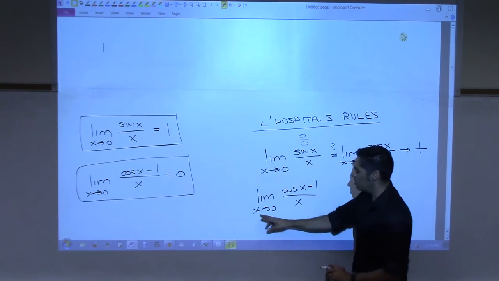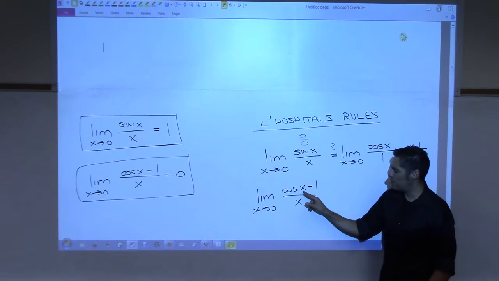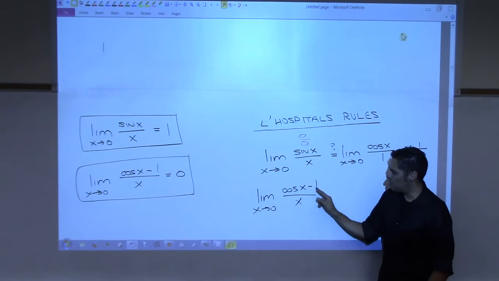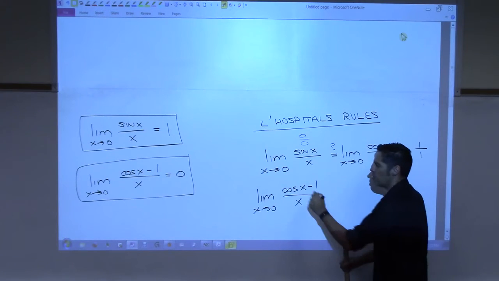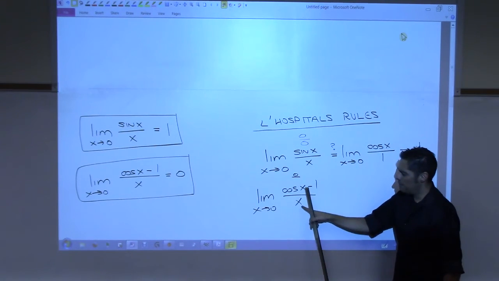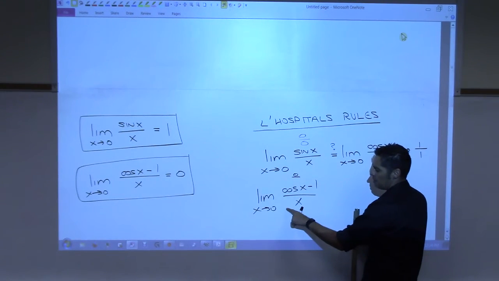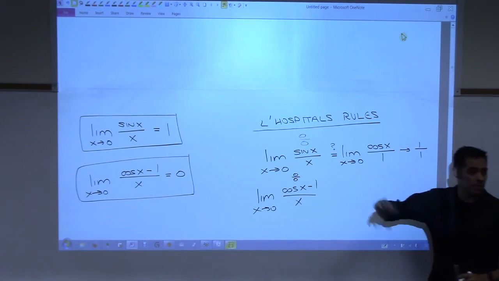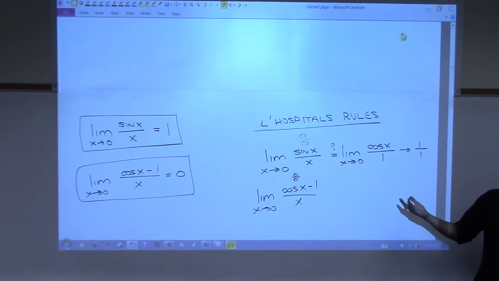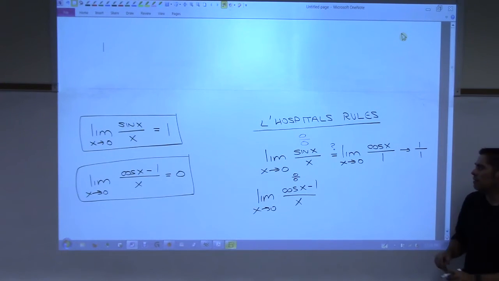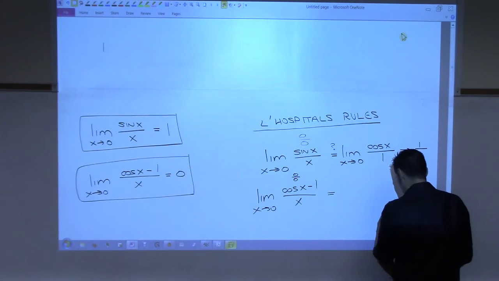Okay, if I let x go to 0, cosine of 0 is 1. 1 minus 1 is 0, so I get 0 on top. On the bottom, cosine x is going to 0. That's just 0 on the bottom, right? 0 over 0 was bad. Well, let's try this. Let's just take the derivative of top and bottom separately.